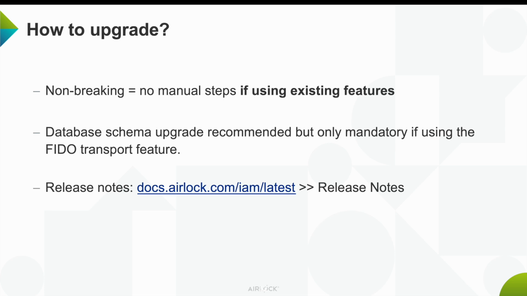The release notes, you can find them as always on docs.airlock.com/IAM/latest, and then navigate to release notes in the navigation of the documentation. There are also a list of actions required when updating, and these are really details you should go through, but you are very likely to not have to do anything when upgrading.